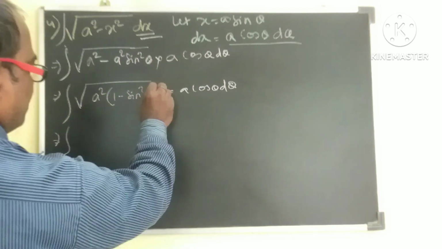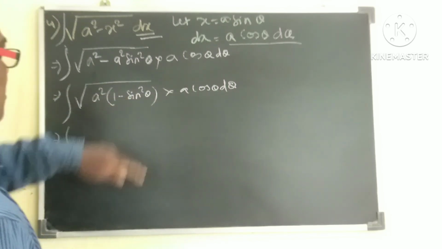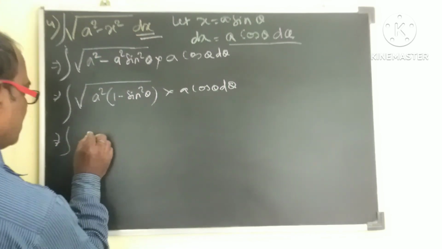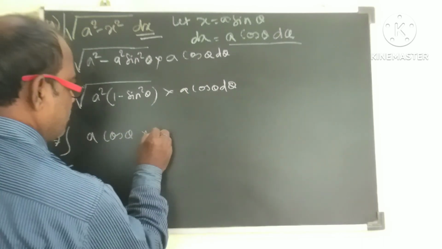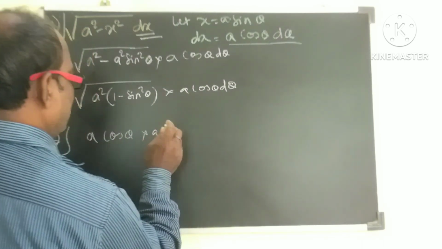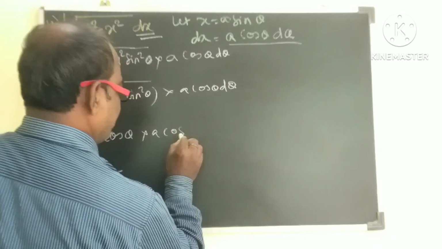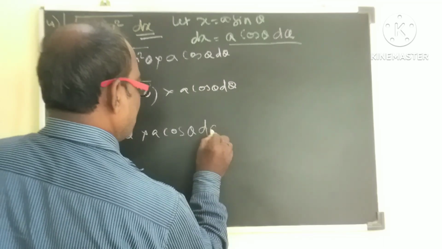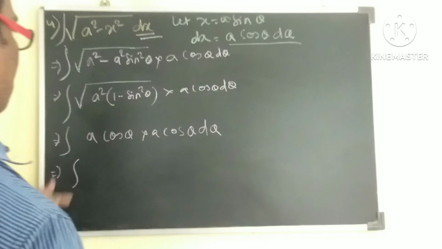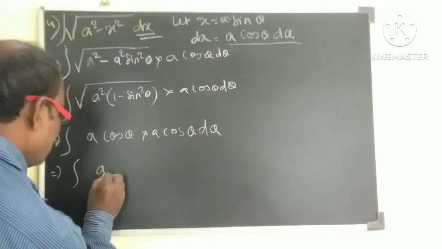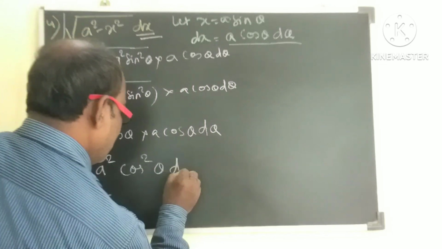This becomes 1 minus sin square theta is cos square theta, a square cos square theta. Under the root, if you take out the root, it becomes a cos theta into a cos theta, which becomes a square cos square theta d theta.